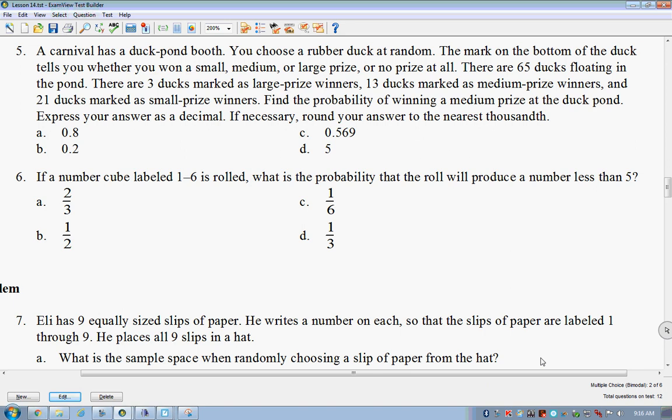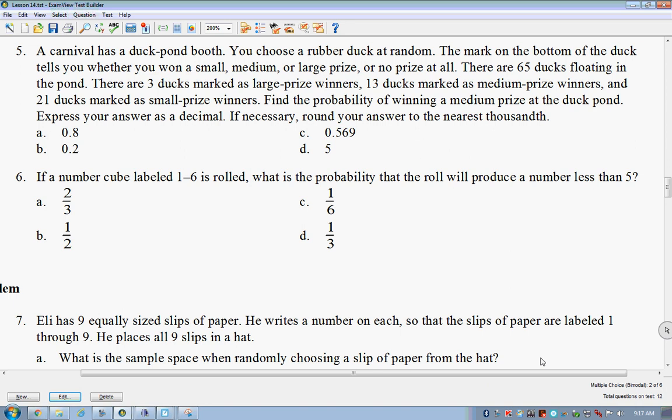All right, so what number should go on the bottom? 65. What number should go on top? 13. So what's 13 divided by 65? Give your answer as a decimal to the nearest thousandth. 0.2, and it probably would be 0.200. So B is my answer on that. Are we understanding probability now? Okay. All right, number 6.